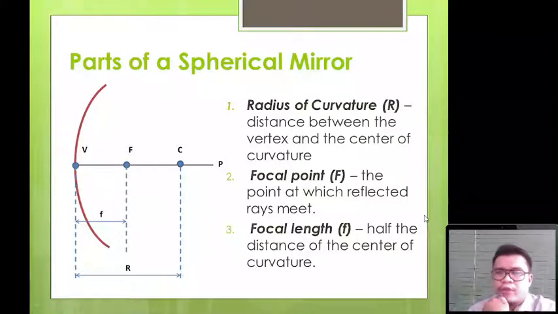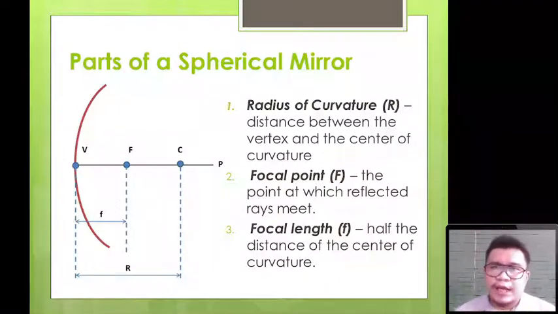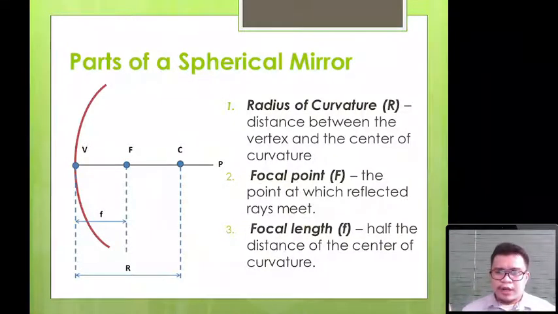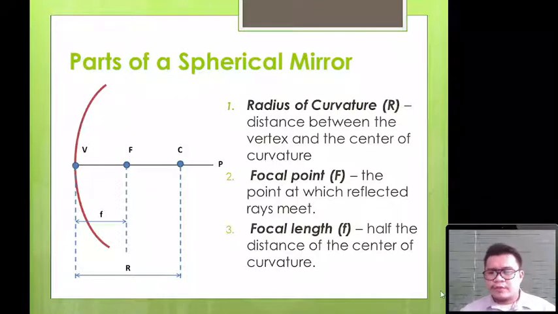Now, how about the focal point? The focal point is the point at which reflected rays meet. In most books, this is also called the focus of your mirror. Meaning to say, this is where light rays meet when they reflect from the surface of your spherical mirror. And when we speak of focal length, that is 1/2 of the distance from the center of curvature. If we divide the center of curvature distance into two, half of that distance is your focal length. Okay, so that's it.